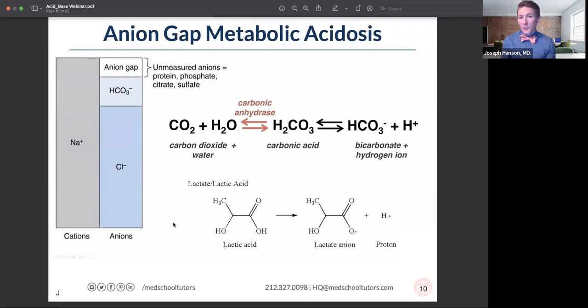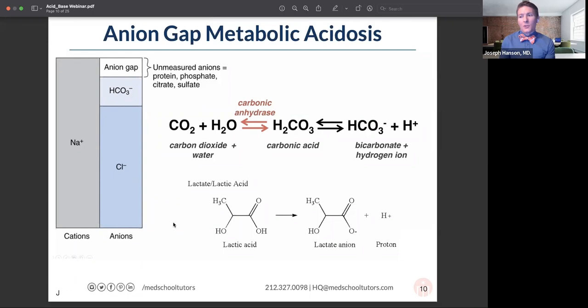So we have to conclude that the labs are incomplete, that we have not actually measured all of the negative charges merely by looking at bicarbonate and chloride. There's other stuff floating around. That's normal. You're supposed to have an anion gap because you have a little bit of phosphate, sulfate, lactate, ketones, citrate floating around your bloodstream.